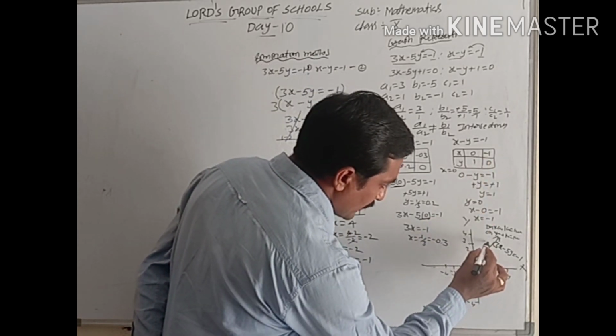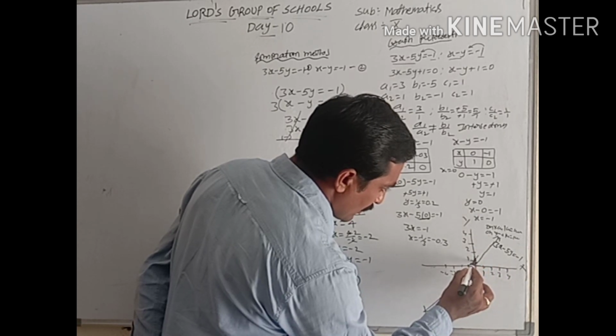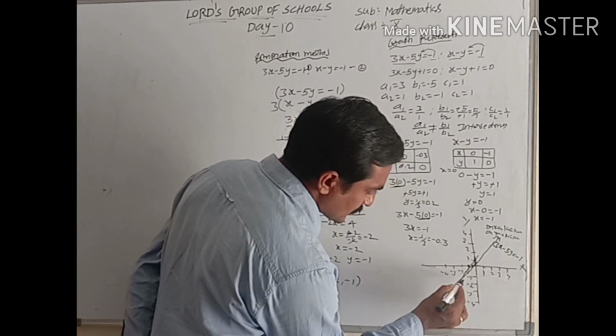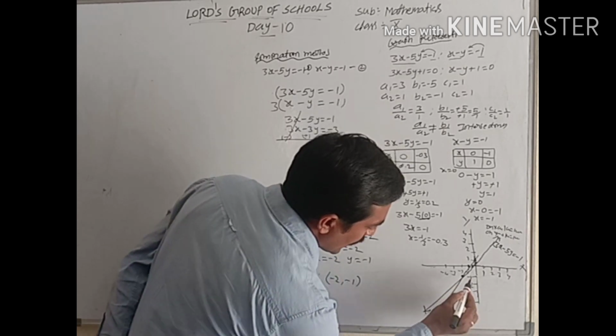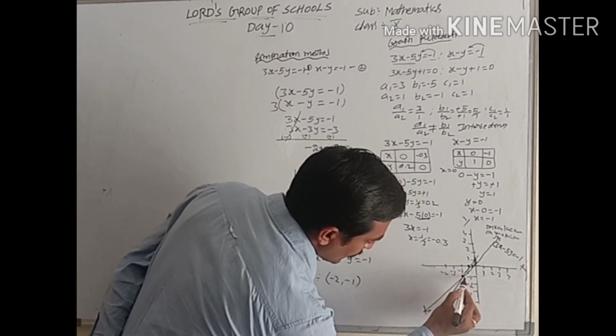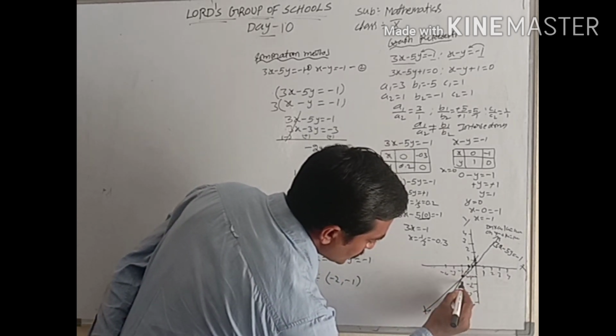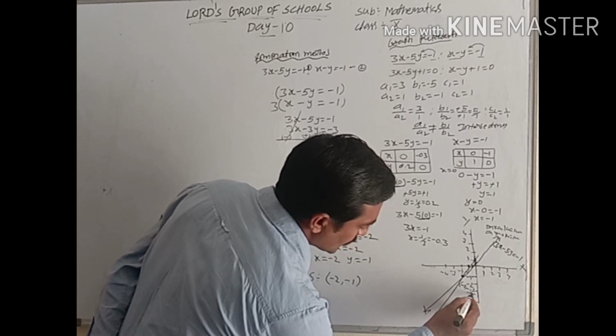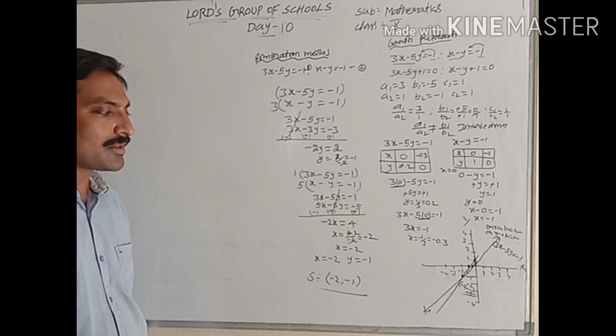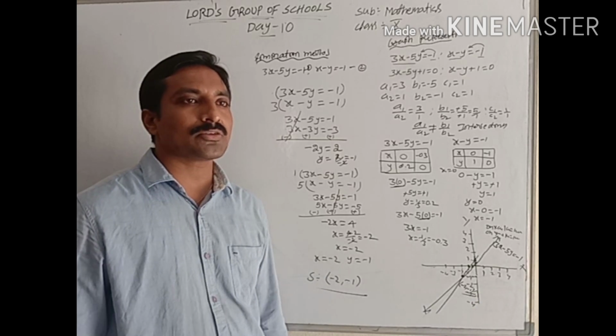These two points have to be joined. They intersect at one particular place. Here they intersect. X value is minus 2, y value is minus 1. So the solution is minus 2, minus 1. Here, that is how you get the solution.